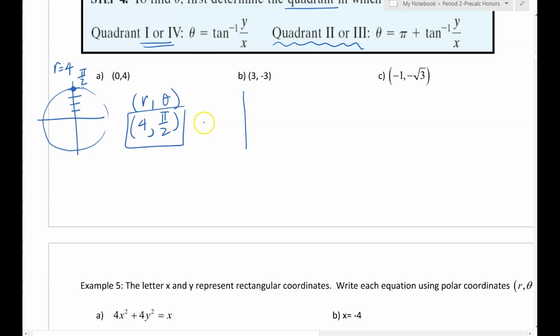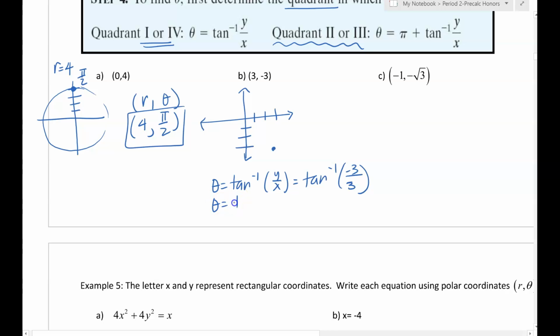Then let's sketch this out. You have an x value of 3, 1, 2, 3, a y value of -3, 1, 2, 3. So my sketch tells me I'm in quadrant number 4. Well, in quadrant number 4, as you guys already know, I'm going to use tangent inverse. So theta equals tangent inverse of y divided by x. Well, y is going to be -3, x is 3, so that's going to be tangent inverse of -1. Whoa, that's cool because that's a negative pi over 4. Okay, so I got my theta.